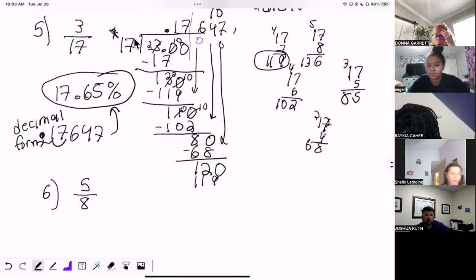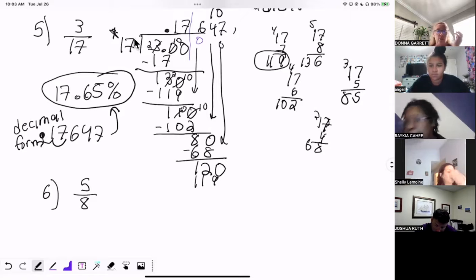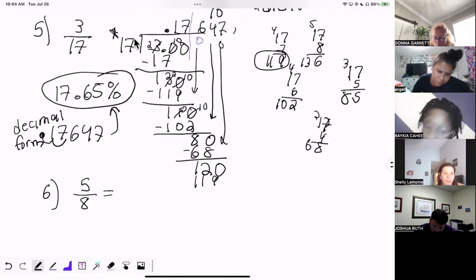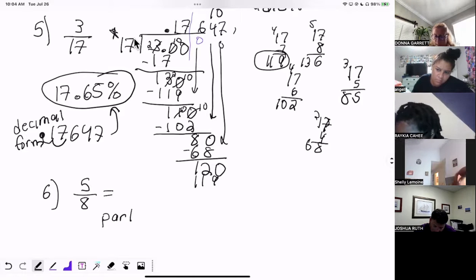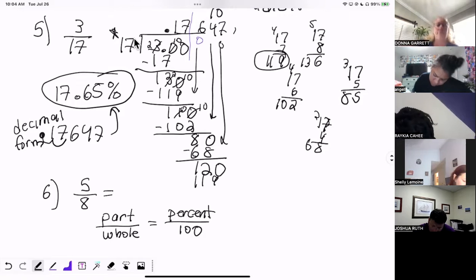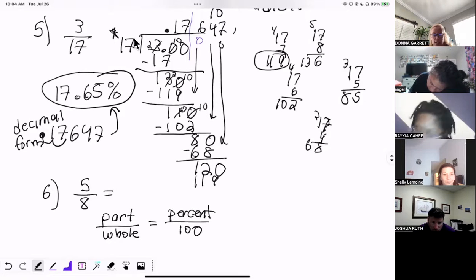Okay, so you can do a proportion, which is our next section. We haven't even done them yet, so I'll show you what to do. 5/8. This is how I think of it: part over whole, which I'm going to show you in the next section anyway, is equal to percent over 100. That's a proportion to work with percents. Part over whole, meaning a fraction, right? 5/8 part over whole is equal to percent over 100.